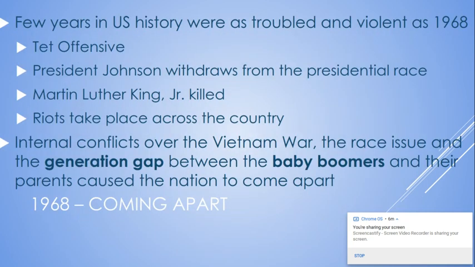Few years in U.S. history were as troubled as the violent and turbulent year of 1968. The Tet Offensive occurred. President Johnson withdrew from the presidential race. Martin Luther King Jr. was assassinated, and riots were taking place across the country. Internal conflicts over the Vietnam War, the continuing race issue, and the generation gap between the baby boomers and their parents caused the nation to come apart.